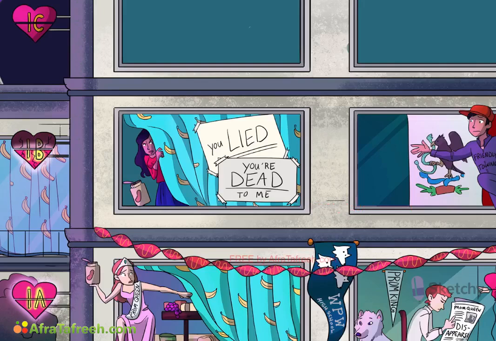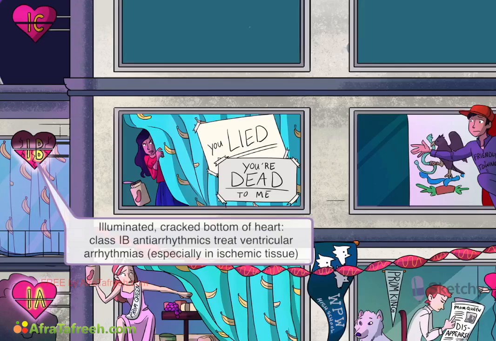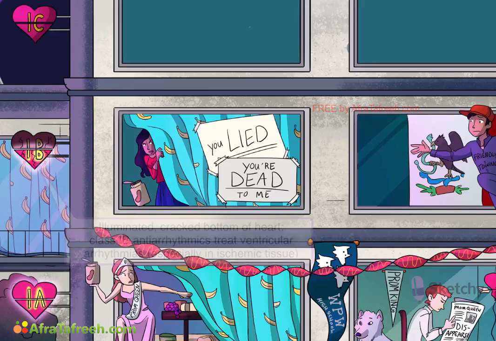This makes these drugs more selective for the ventricles and His-Purkinje system rather than the atria, because these tissues have a longer action potential. Let the lit-up ventricular area of the sign remind you of the usefulness of type 1B antiarrhythmics in treating ventricular arrhythmias. Why is the light broken? Well, it turns out that class 1B antiarrhythmics are more specific for ischemic myocardium because the reduced resting membrane potential delays sodium channel transition from inactivated back into the resting state. This results in increased drug binding.